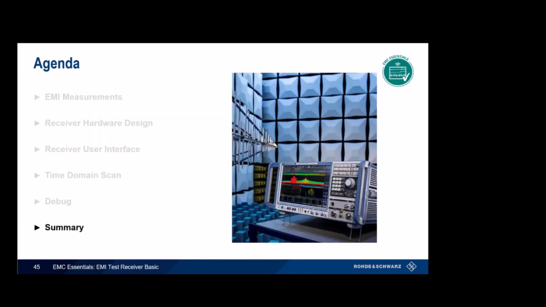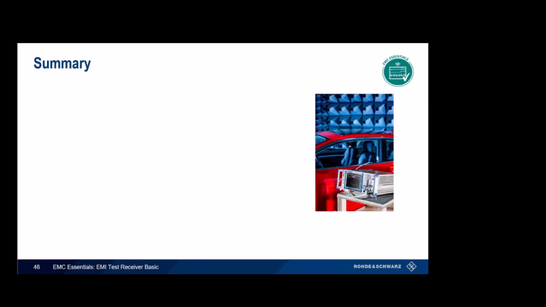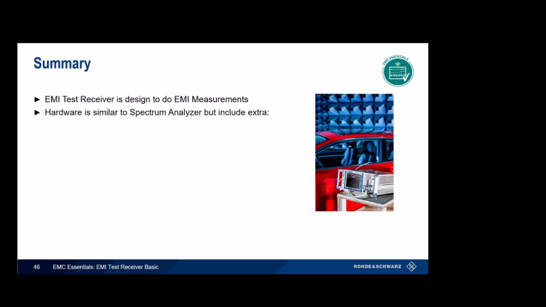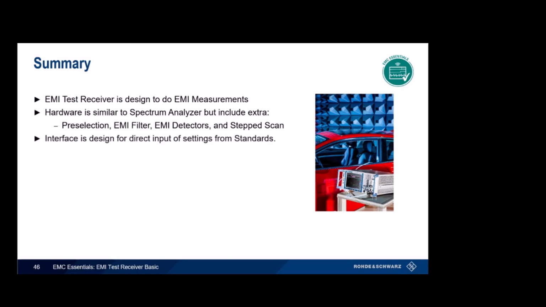We have come to the end of our presentation, so now let's look at a summary of what we've covered. So in summary, the EMI test receiver is designed to do EMI measurements. The hardware is very similar to a spectrum analyzer, but does include some extras, that being pre-selection, EMI filters, EMI detectors, and step scan. The EMI test receiver's interface is designed for direct input of settings from the standards.